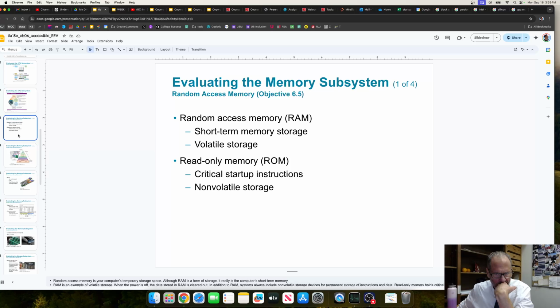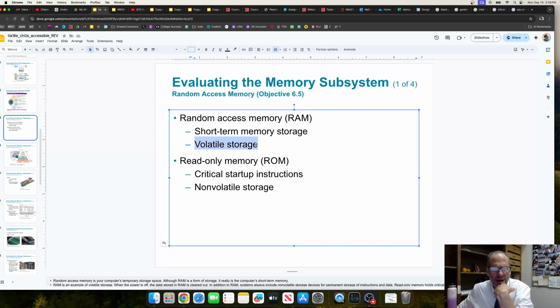We have RAM, which is short-term memory storage. It's volatile, so if the power goes out, you lose it. We've already learned about this. We also have ROM, which is where the BIOS, basic input-output system, is stored. It's critical to the startup process; it's where the startup instructions are stored. And it's non-volatile, meaning if the power goes out, what's stored in ROM is still there.